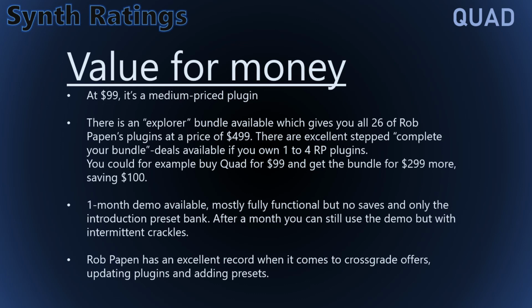When it comes to value for money, we have a medium-priced plugin here at $99 or euros. Rob Papen has an Explorer bundle available, which gives you all 26 of their plugins at a price of $499 or euros. There are excellent step-up complete your bundle deals available if you already own 1, 2, 3 or 4 Papen plugins. You could, for example, use this by buying Quad and get the bundle for $299 more, saving you $100 from just buying the bundle outright. There is a 1-month demo available.